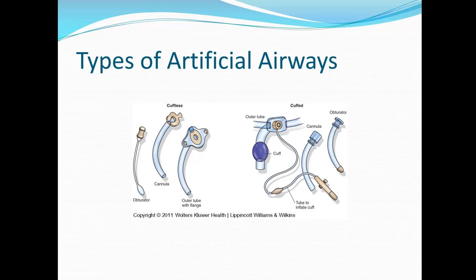You will see patients who have trachs. Now, this is not always going to be in the ICU unless they are hooked up to a ventilator, but they can have a trach without it being hooked up to a ventilator. So these are two different kinds that you might see, and we'll talk about these.